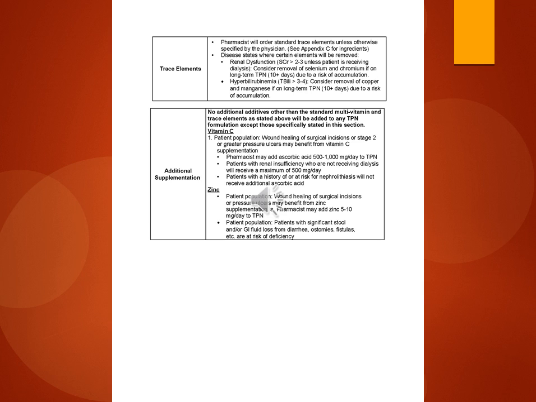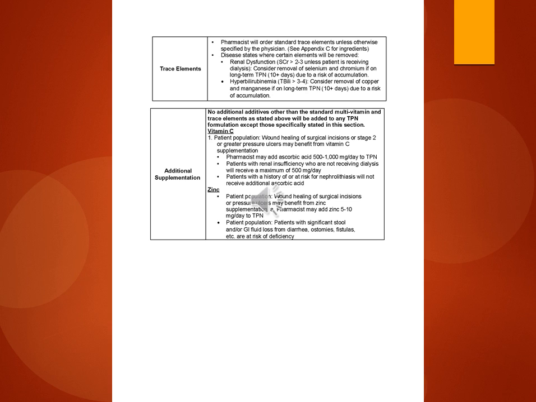Disease states where certain elements will be removed. Renal dysfunction, SCr more than 2 to 3 unless patient is receiving dialysis: consider removal of selenium and chromium if on long-term TPN, 10 plus days, due to risk of accumulation. Hyperbilirubinemia, TBili more than 3 to 4: consider removal of copper and manganese if on long-term TPN, 10 plus days, due to risk of accumulation.